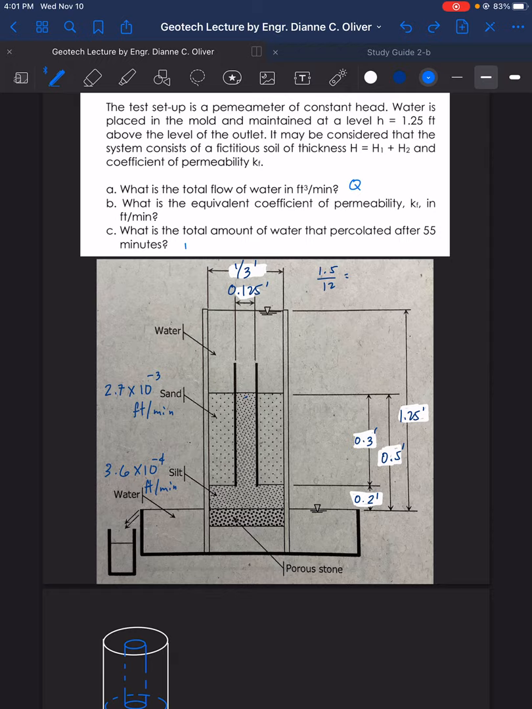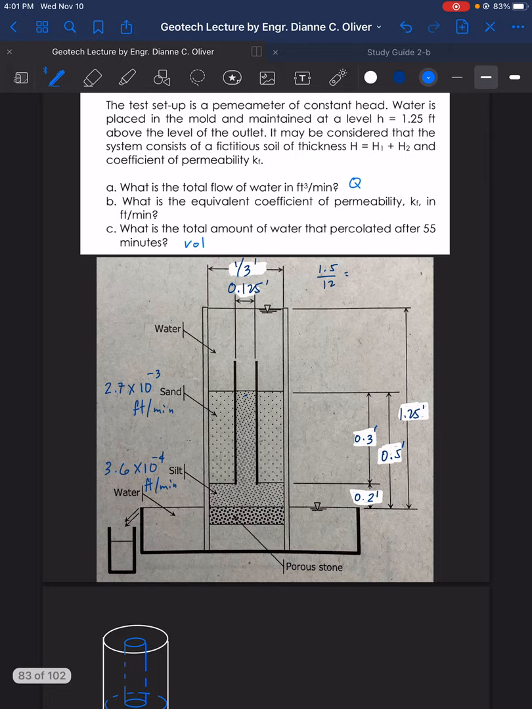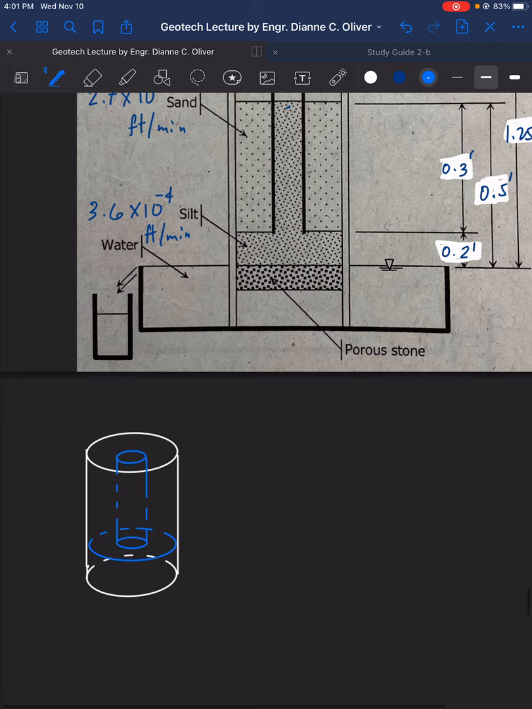Okay? So this setup, if you look at it in 3D, it looks like this. Cylinder, and we have two types of soil, the sand and the silt. The silt part, we have the smaller cylinder here and the big cylinder. And we have the sand as the one outside, which we have as a hollow cylinder. Okay? So that's the setup. We're looking for the K equivalent of that one.